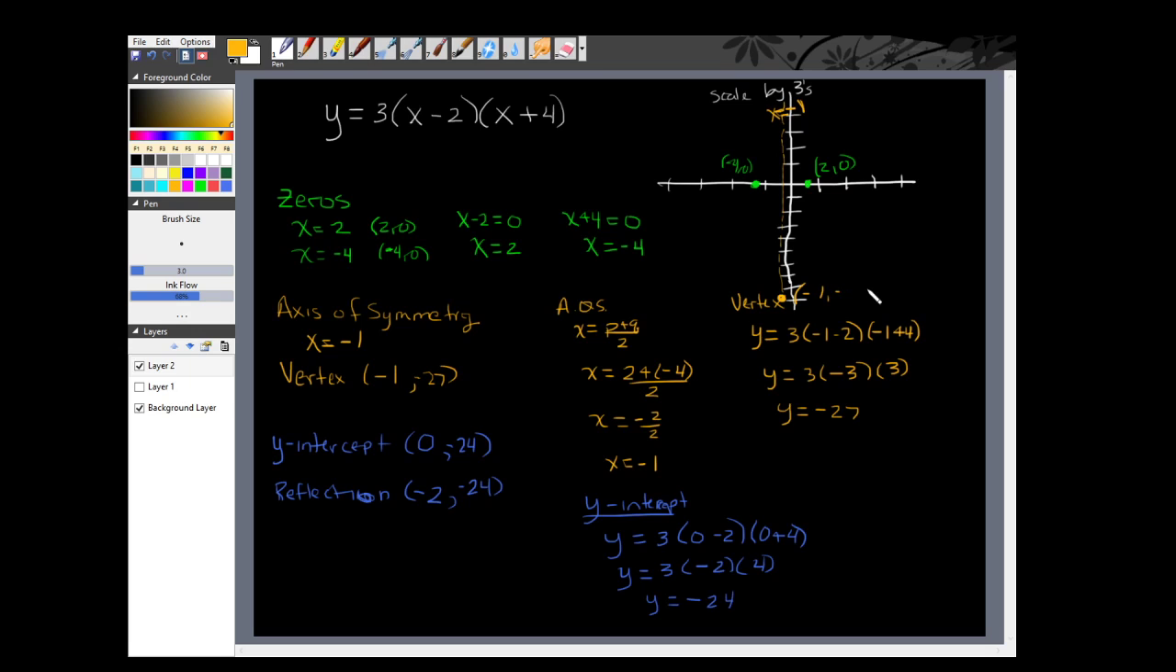Notice whenever I draw a point on my graph, I am making sure to label that point with its coordinate pair. That makes it easier for anybody who has to look at your graph to quickly get the information they need. My y-intercept is at 0, -24. And then my reflection is at -2, -24. And then with all 5 of those graphed, you can just draw your swoop through there. Hopefully a little better than I can on my little writing tablet.